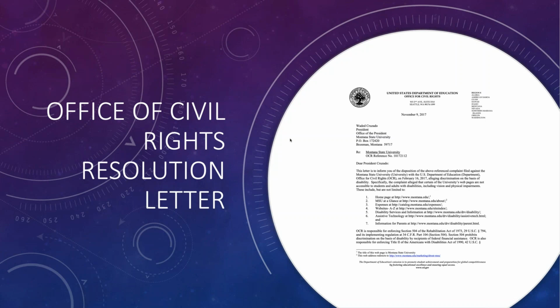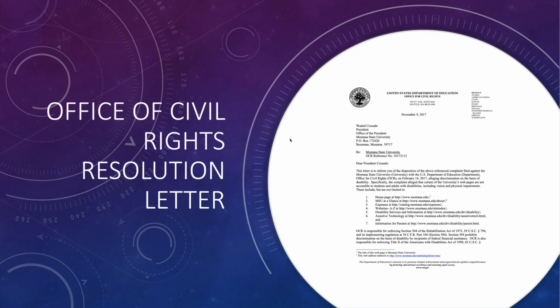So you can see on this one, we received a complaint on February 16, 2017, and by November, we had come to an agreement with the Office of Civil Rights on how we were going to address the accessibility problems with our websites and our technologies, and also a period of time, I think that's probably listed on subsequent pages and I'm not showing here, by which we were expected to resolve those issues. So we are in that period at the moment.